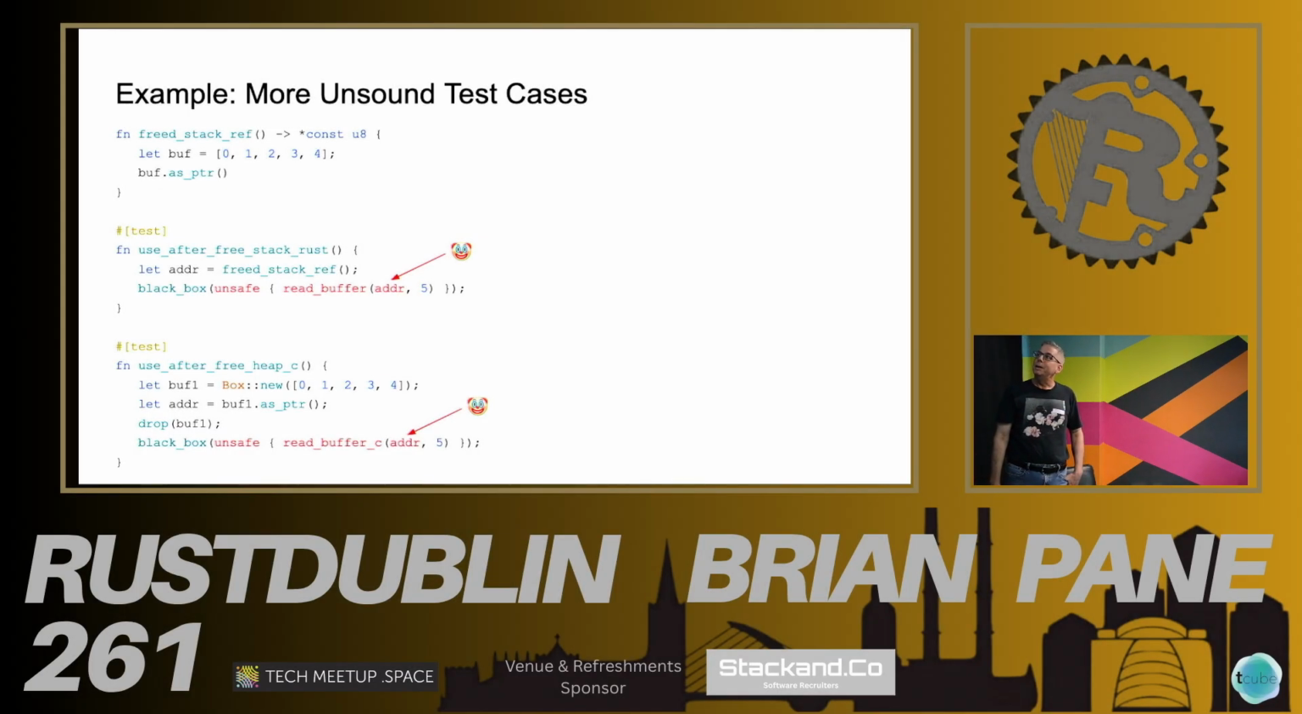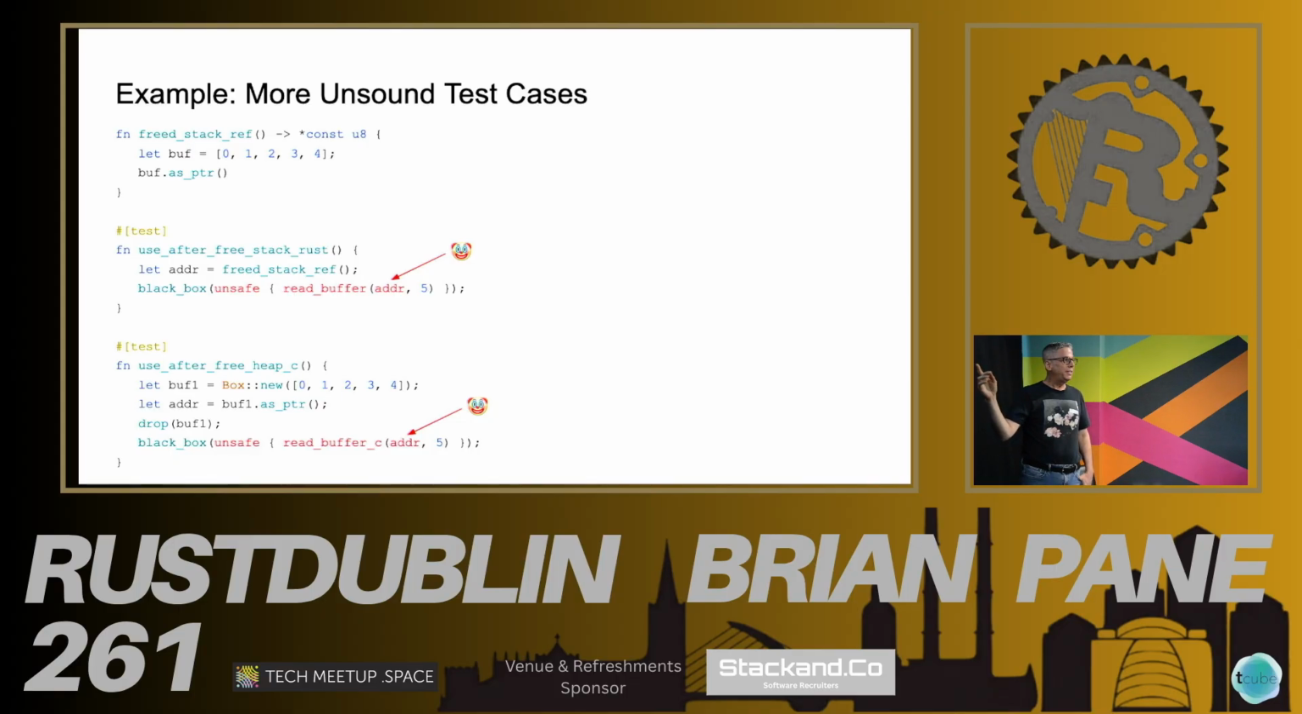We can do some more things in our test cases here. I've got a bit of code that'll create an array on the stack, then let it go out of scope so it no longer exists. And then, thanks to the power of unsafe code, I can then read from it. This is very unsound, but it's a good thing I'm writing test cases.